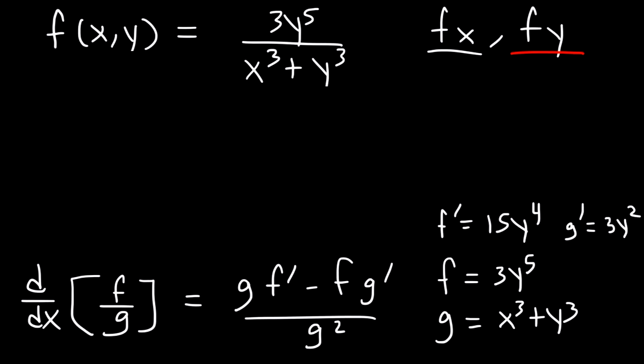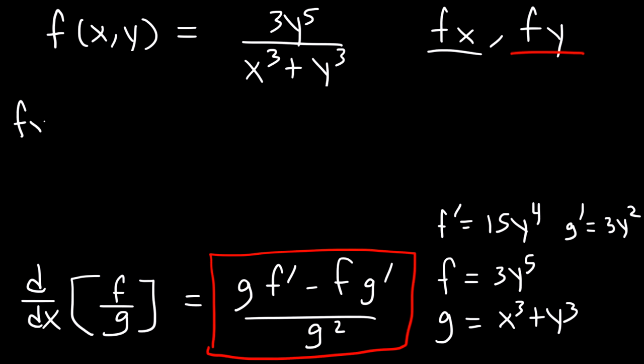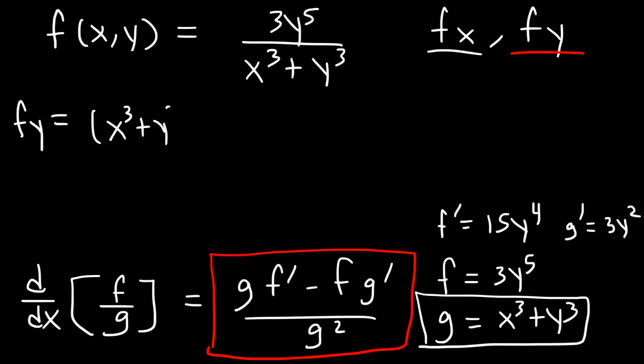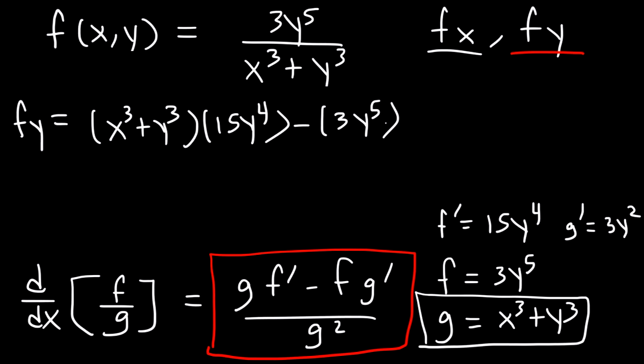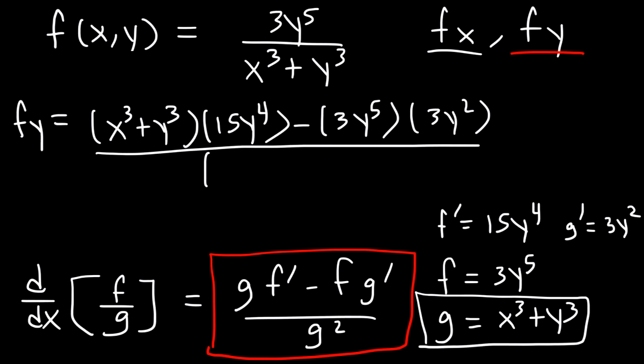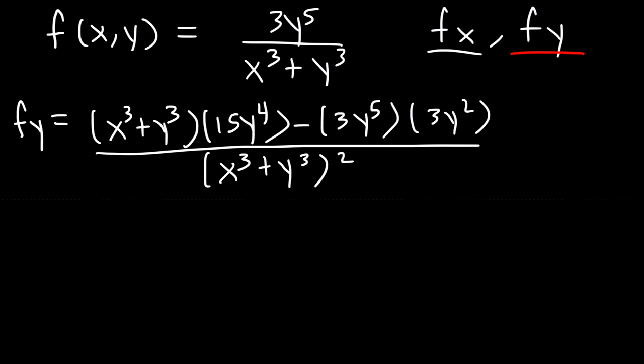So now let's plug it in into this formula here. So f of y is going to be g, which we know g is just x cubed plus y cubed, times f prime, which is 15y to the fourth, minus f, which is 3y to the fifth, times g prime, which is 3y squared, all divided by g squared, which is x cubed plus y cubed squared. So now let's see what we can do to simplify this expression.